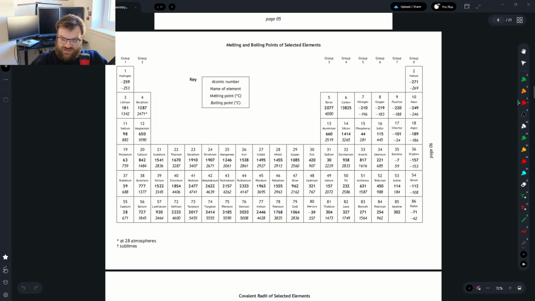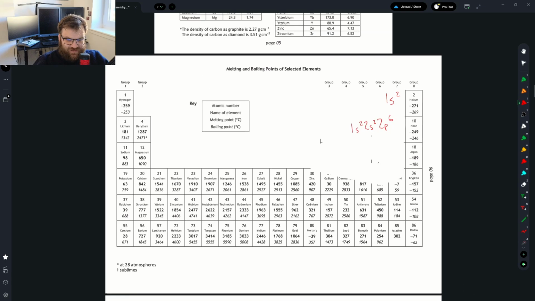Number one would be to just work out some of the electron arrangements for the different noble gases. First one we've got is helium, which would be 1s2. We then have neon, which is 1s2, 2s2, 2p6. And argon would be 1s2, 2s2, 2p6, 3s2, 3p6.